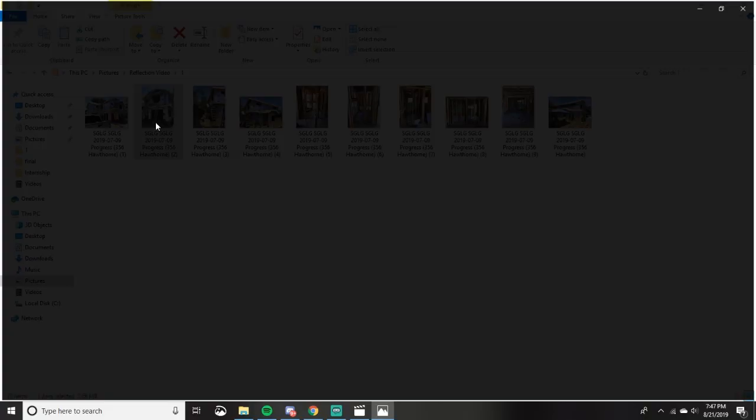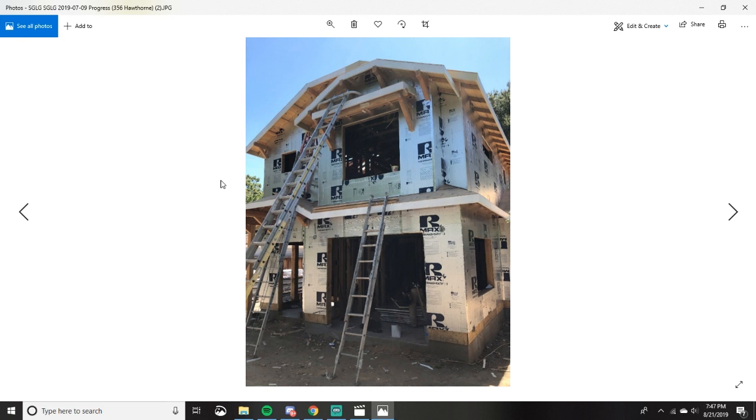So here is the front of 365 Hawthorne. So this is July 9th progress. So we had the framings up, and we were working on more of the processes inside the walls and between the rooms. So electricity, plumbing.